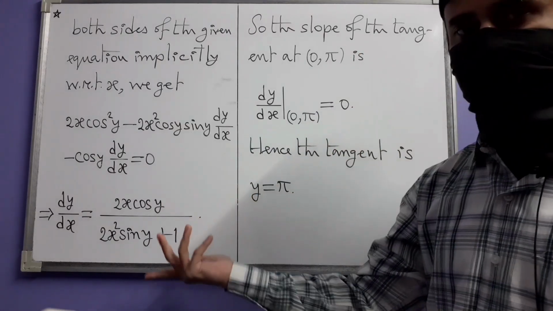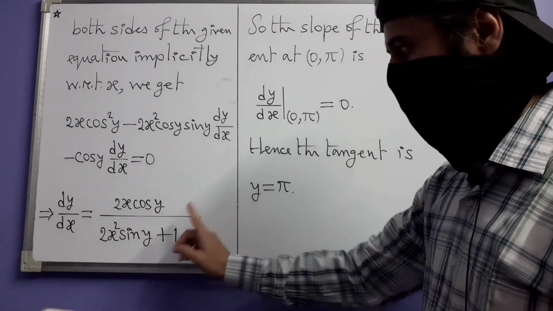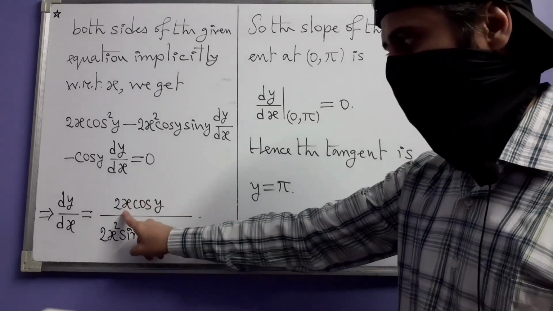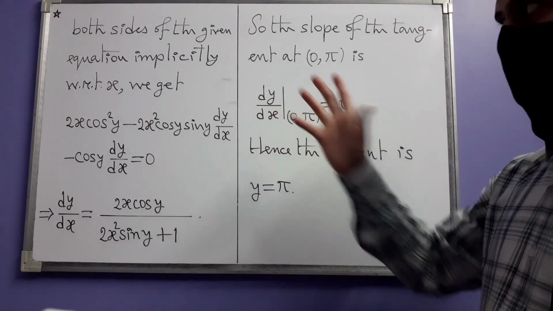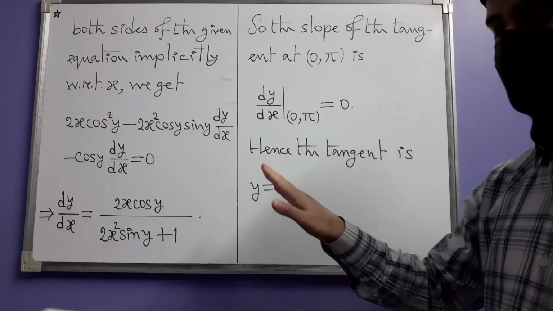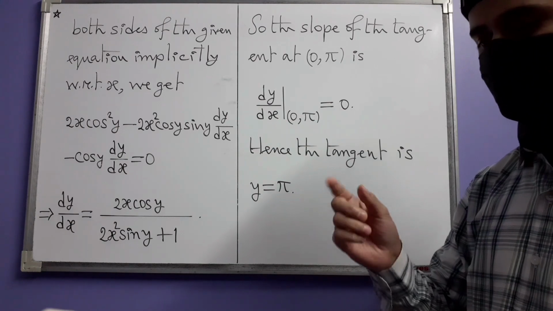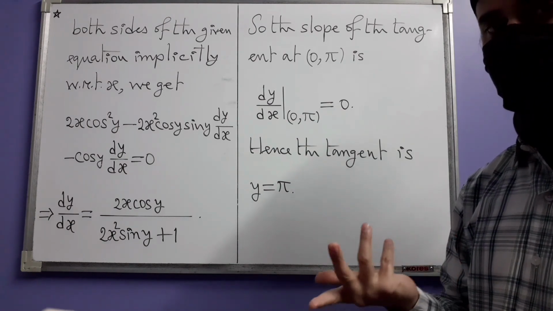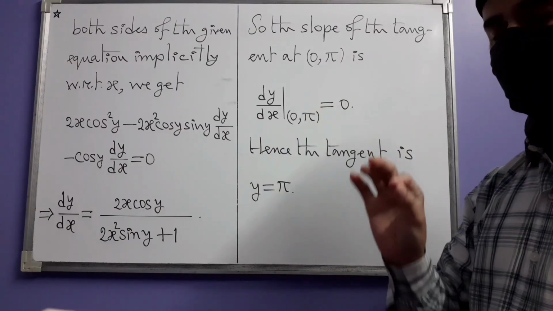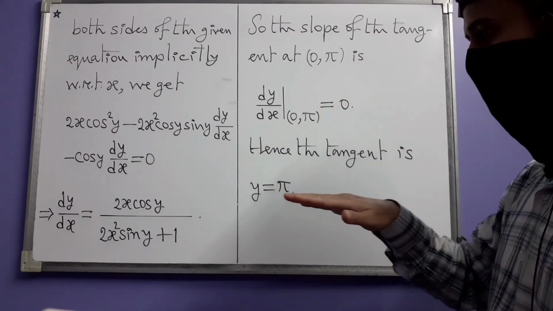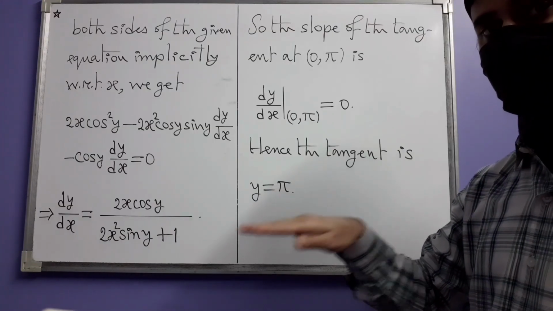That means you just substitute x equal to 0 and y equal to pi. The denominator becomes what? 1, and the numerator becomes 0 due to this x. So that means the slope is 0. So whatever the graph is, for this graph also you go to Desmos graphing facility, you type in the equation and you see how the graph looks. And also you type in this point and locate the point on the graph. You will see that there the slope is 0. That means the tangent should be horizontal.